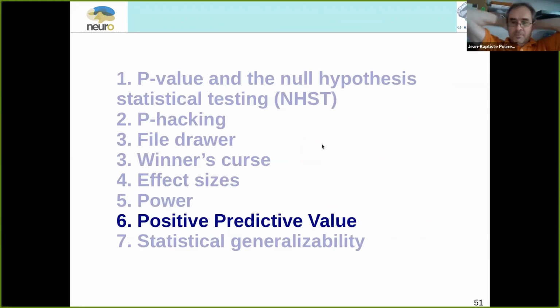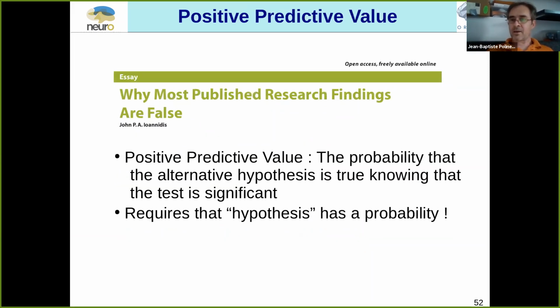So I'd like to go now and quickly discuss what is called the positive predictive value. The reason I got interested in that sort of measure is mostly because of the seminal publication of John Ioannidis, why most published research findings are false, which is almost like a simulation. There's no data in that paper, but it's a very important one.